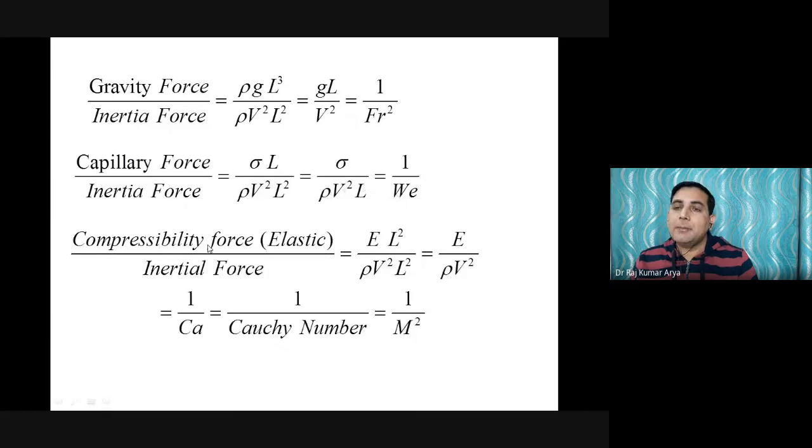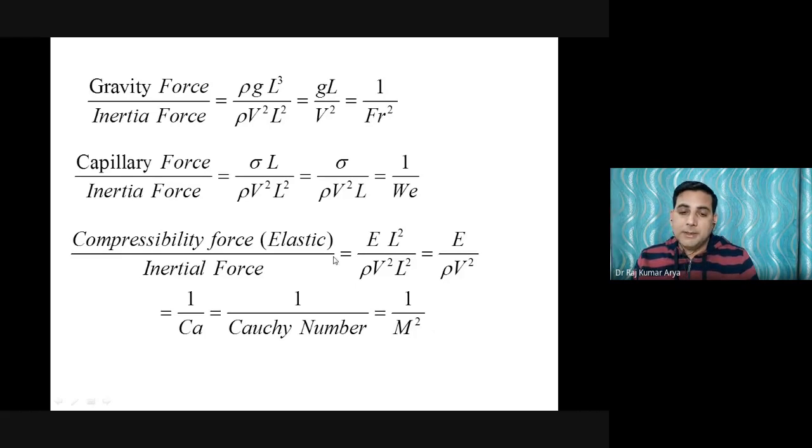Then you have a compressibility force. Your fluid can also get compressed by applying force from outside. So that is the compressibility force upon the elastic force. Based on that, you get 1 upon the Cauchy number, which is also called the Mach number. The inverse of the Cauchy number is called the Mach number also.